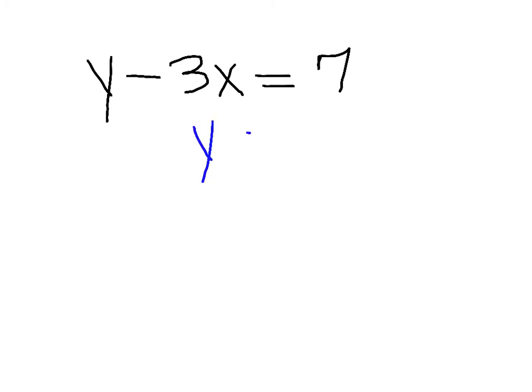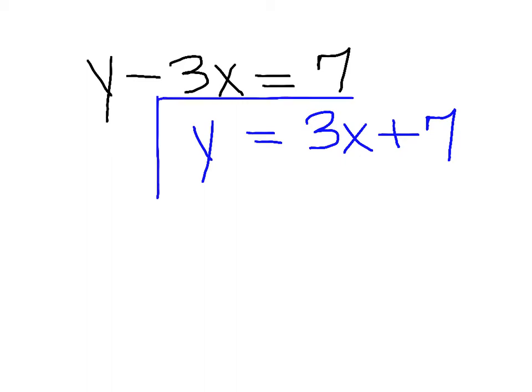You could have something like y minus 3x equals 7. If I want my y by itself, then I would move the minus 3x to the right and make it positive 3x and keep the 7. Notice that the y is by itself already. There's nothing left to do. That is your slope-intercept form of the equation of that line.